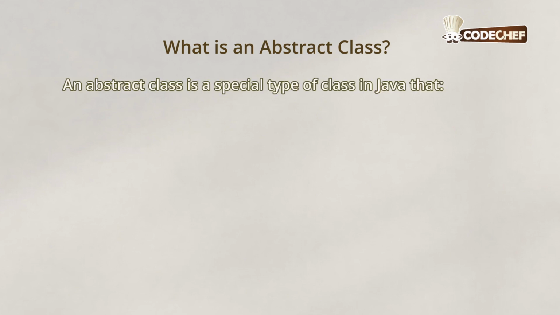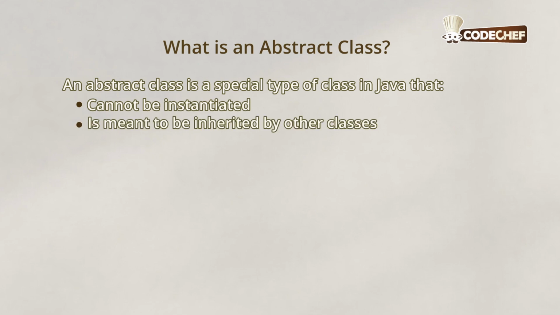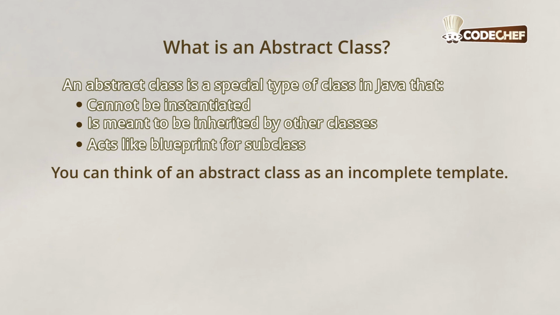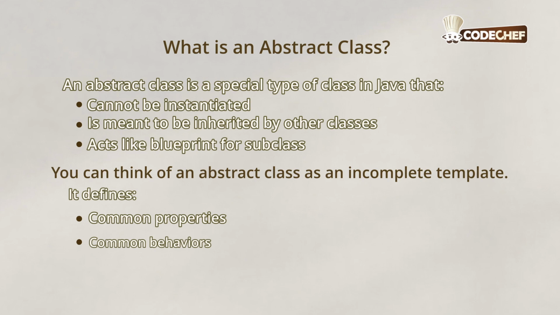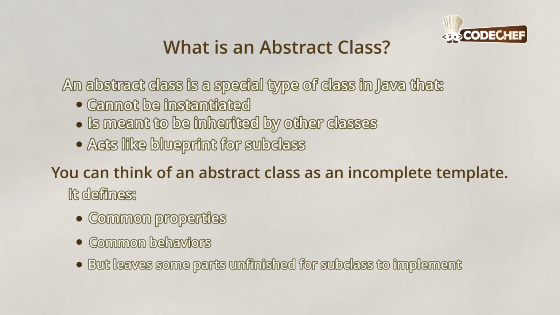What is an abstract class? An abstract class is a special type of class in Java that cannot be instantiated, is meant to be inherited by other classes, and acts like a blueprint for subclasses. You can think of an abstract class as an incomplete template. It defines common properties and common behaviors, but leaves some parts unfinished for subclasses to implement.